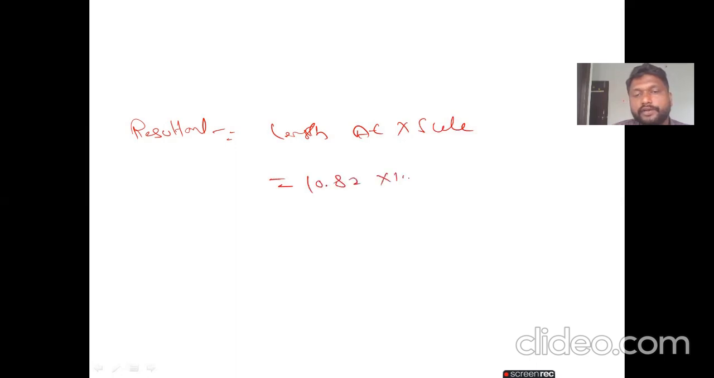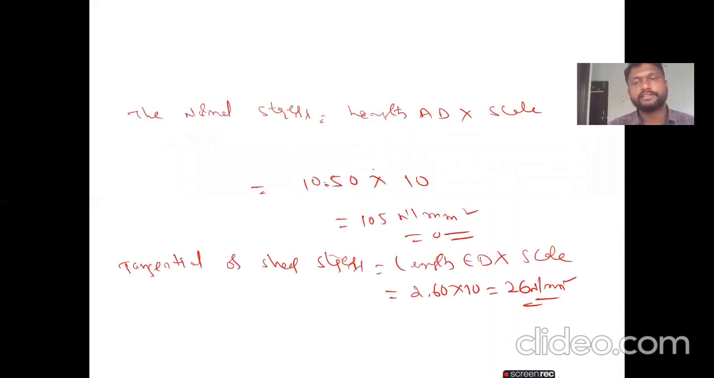Same like that, the resultant equals length AE times scale. AE is 10.82 times 10. We got 108.2 Newton per mm square. So my dear students, if you use the compass, divider and pencil, use them as per the scale, then only we will get the exact answer. Why? Because we have to take theta using the compass only. We have to do that. Otherwise, it is very difficult.